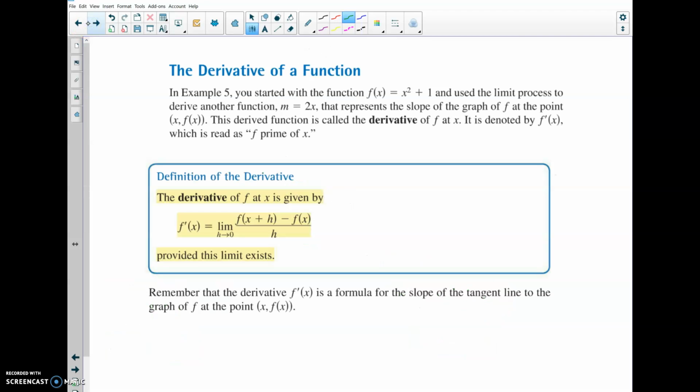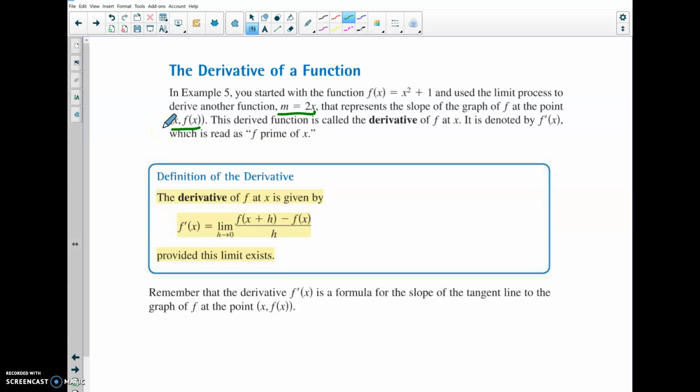All right, so the derivative of a function. We started with earlier the function x squared plus 1, and we used the limit process to derive the equation of our slope of the tangent line of x squared plus 1 to be 2x. This is the slope of our graph of the tangent line at a particular point that we plugged in later. So we plugged in 2 points.